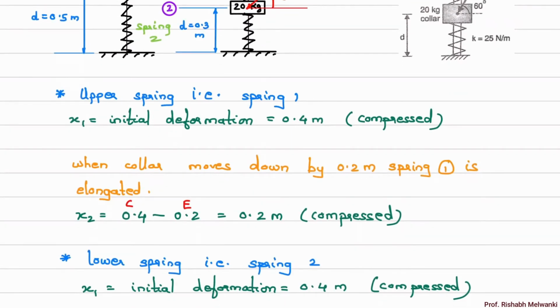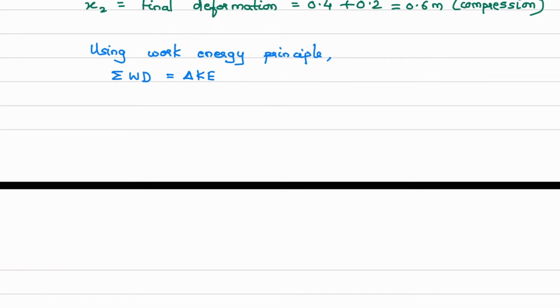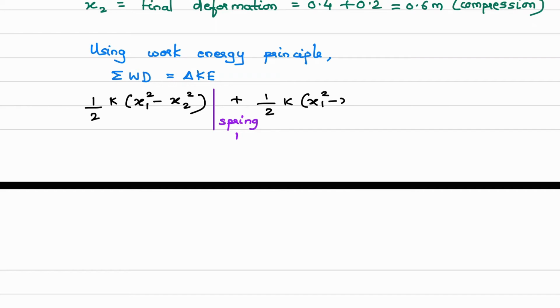So I'll write down. First will be half K times x1 square minus x2 square. This will be for spring 1. Then the second one will be work done half K times x1 square minus x2 square. This will be for spring 2.